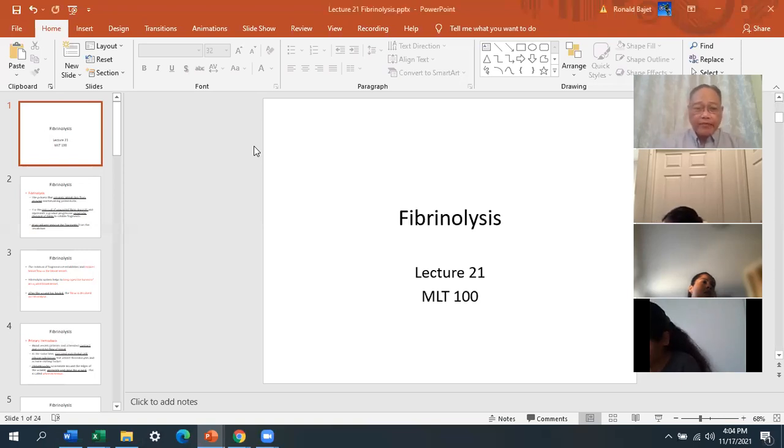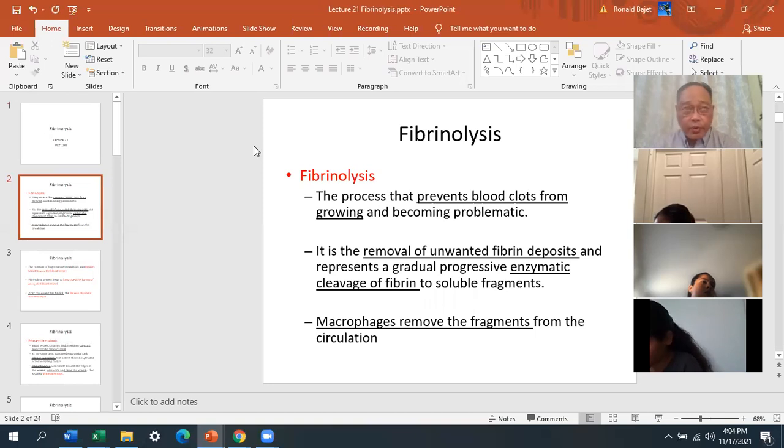Okay, fibrinolysis prevents clots from growing. We want clots to stop growing, because otherwise, if they keep on going, you're going to be just one giant walking clot. We want to remove unwanted fibrin deposits, and it's done enzymatically. The main enzyme in fibrinolysis, make sure you know this, is plasmin. And plasmin comes from plasminogen. That's the main enzyme.